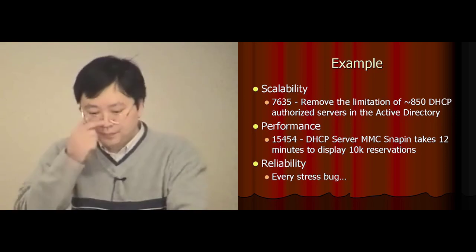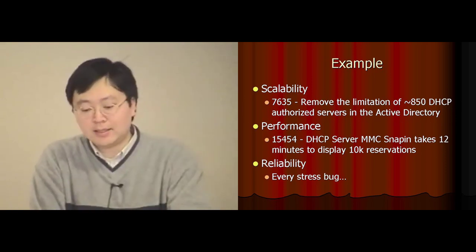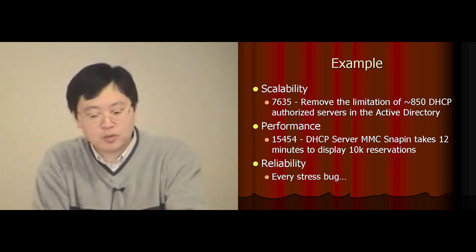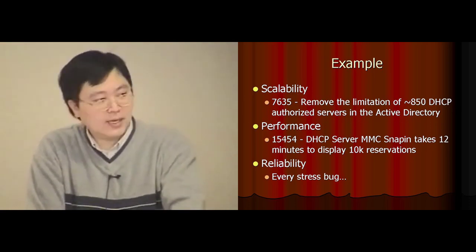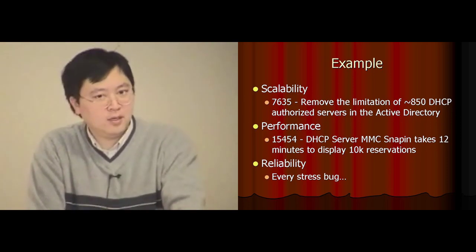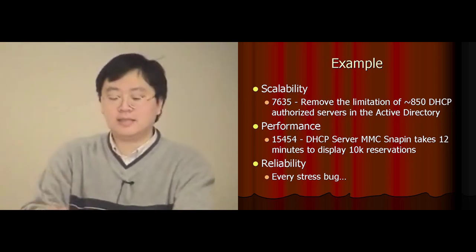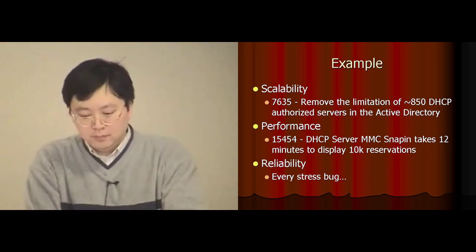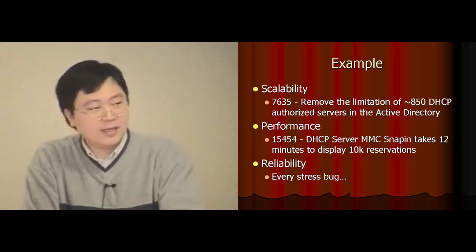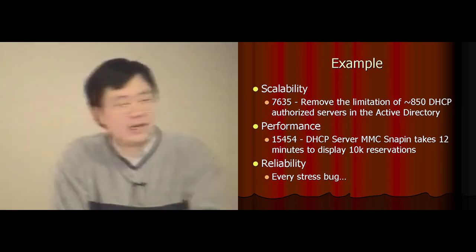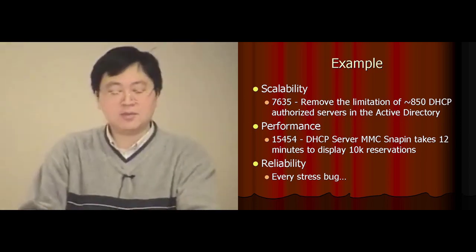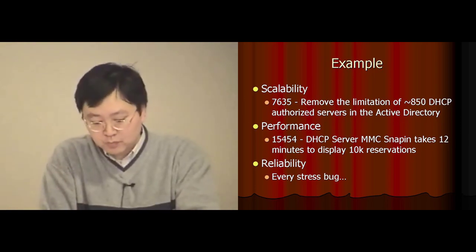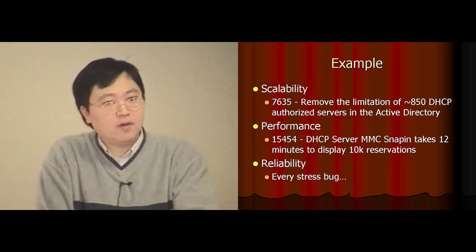And performance testing is like bug 15454: the DHCP server snap-in takes 12 minutes to display 10K reservations. This kind of bug is not really a functional bug, it's performance. Maybe they can display 10K in 10 minutes, or maybe 20 minutes, but the customer says this is not good, I want 12 minutes. So reliability involves all the stress bugs.